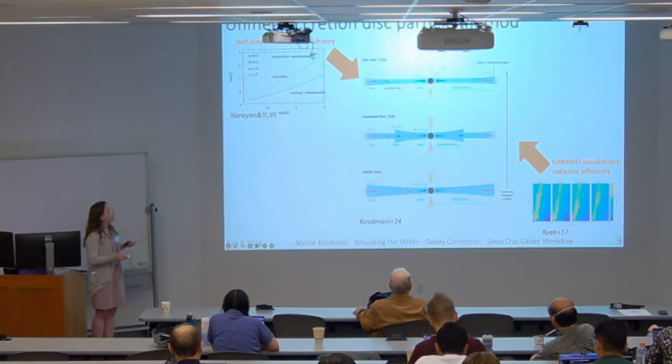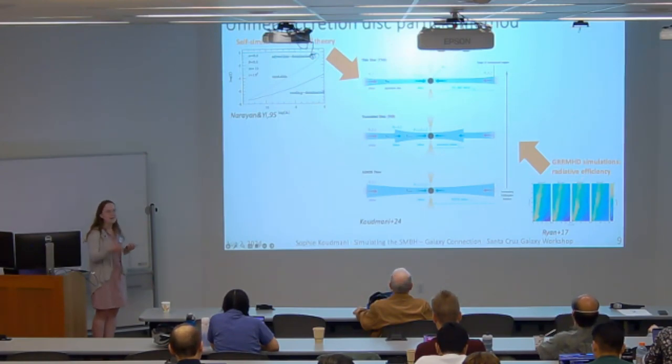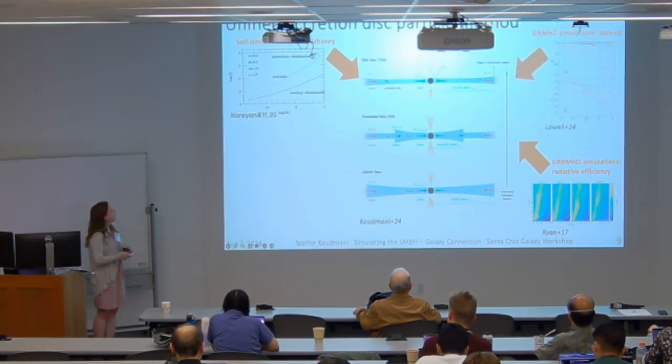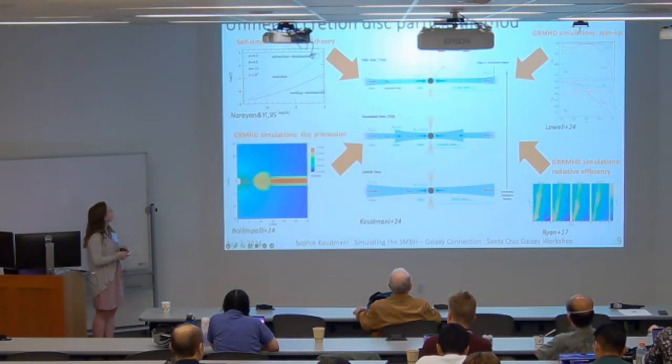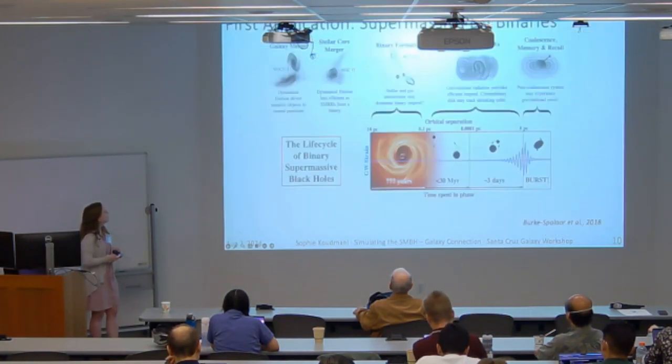So in particular, in a disk where the radiative efficiency is set, you cannot use the self-similar solutions anymore. This is why you go for fitting functions from highly accurate general relativistic radiation magnetohydrodynamic simulations, and the same to model the spin-up of the black hole.